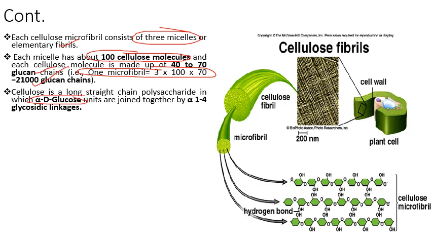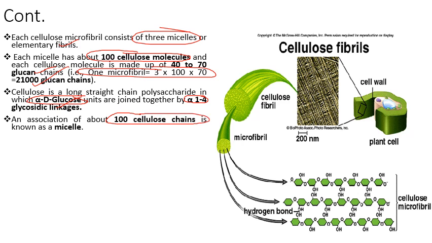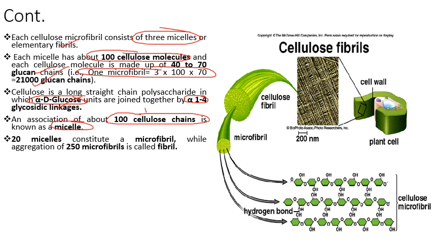and it is joined to another glucose molecule by this bonding that is called alpha-1,4 glycosidic linkage. An association of about 100 cellulose chains, 100 cellulose की chains एक structure बनाती है जिसे बोलते हैं हम micelle, and 20 micelles constitute to form microfibril, while 250 microfibrils form this larger structure that is called fibril. So here we can understand basically 100 chains of cellulose form the structure that is called micelle, and 20 micelles aggregate to form microfibril, and 250 microfibrils will form this larger subunit that is called macrofibril or fibril.